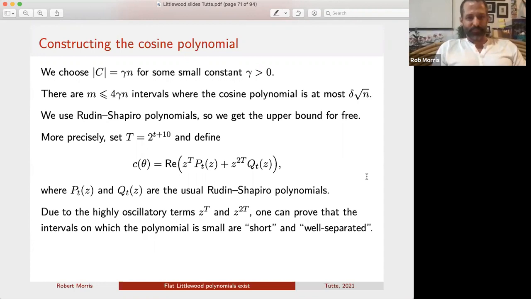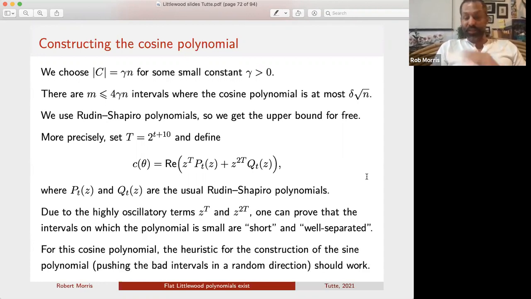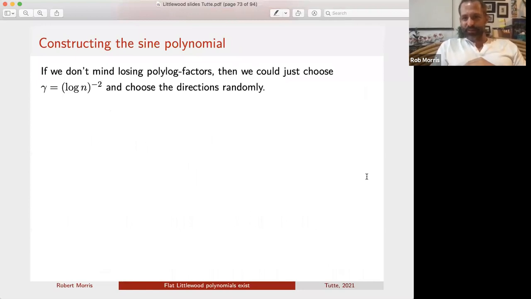Okay. Right, and now what do we have? We have few bad intervals, only gamma times n. And those intervals are short and well separated. And those were the 3 things we wanted to make our heuristic work. So now we're in a position where we don't see what's going to go wrong anymore, right? We have our cosine polynomial, and suddenly our heuristic looks like it should work. So all we have to do is make it work. Okay. So how do we do that?